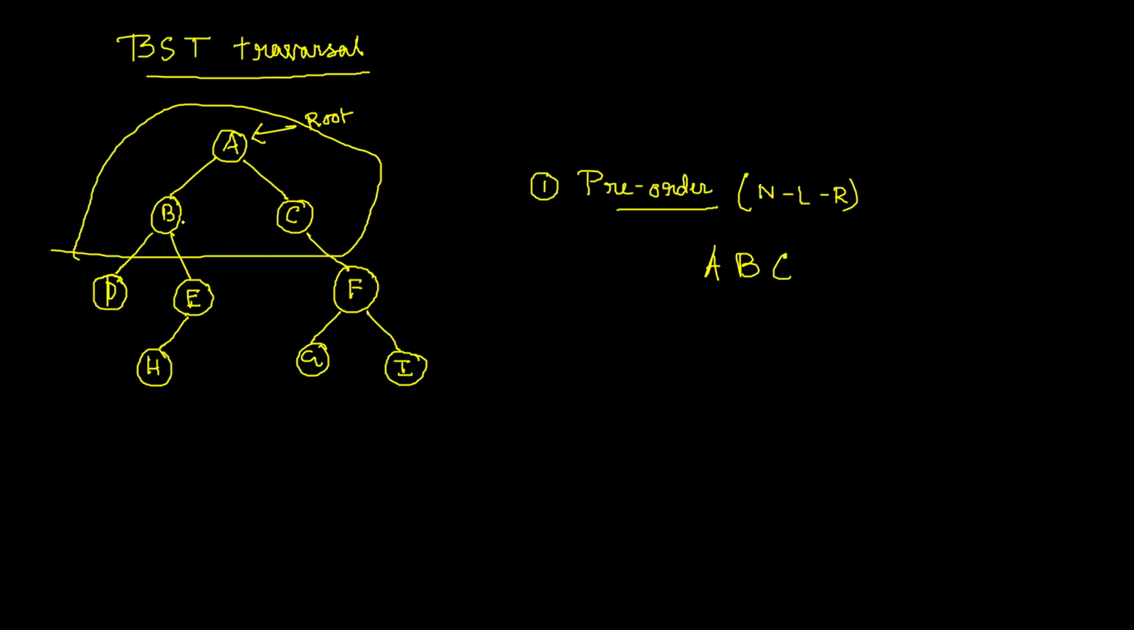But the problem is that this B is not a leaf node. B also has some children. With respect to this B as a root, this is another set of three nodes having a similar parent-child relationship. So with respect to B, D and E, it should be B, then D, then E. So this B is not the only one. After B, you cannot put C because B represents the whole thing.